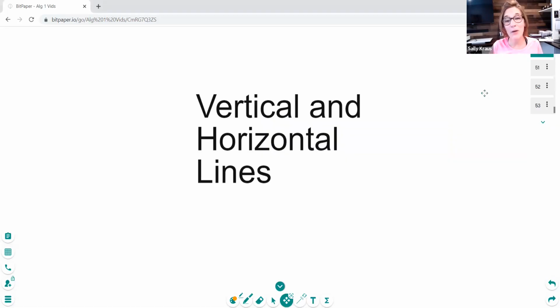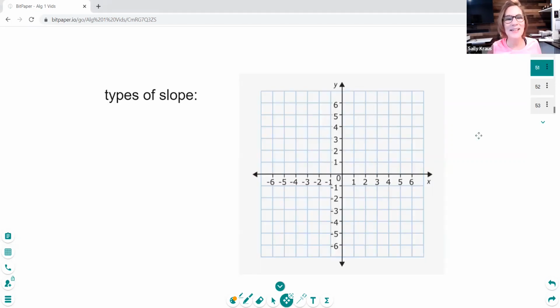Everybody, today we're going to talk about vertical and horizontal lines. And you might be thinking, what can you say about that? One is vertical, this is horizontal. But in algebra, we always have more to say. All right, the types of slope, there are 4 of them, and this would be something good for you to take notes on. All right, let's look at these lines.